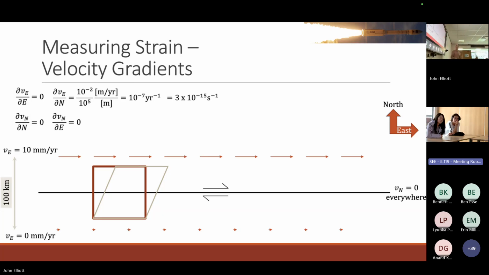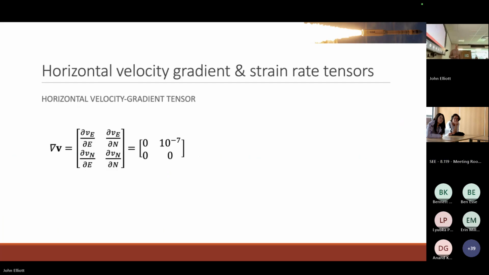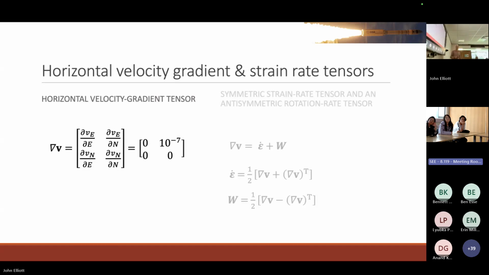100 nanostrains, ballpark roughly, is associated with this kind of slipping. So if we go to that horizontal velocity gradient tensor, we put those 4 gradients in it. That's what we get. That's the horizontal velocity gradient tensor. And from that, we want to get at strain.